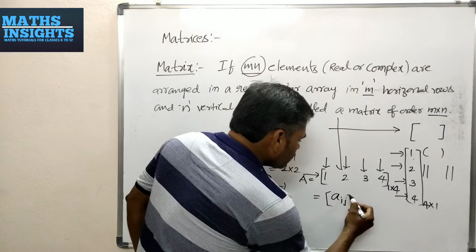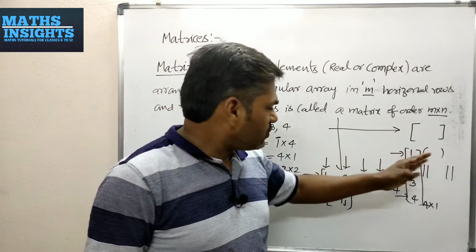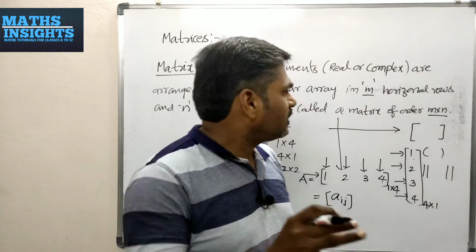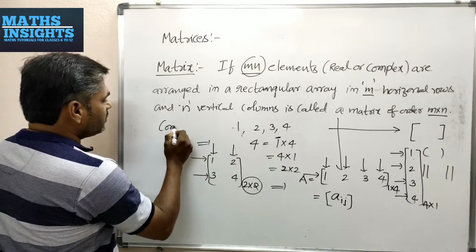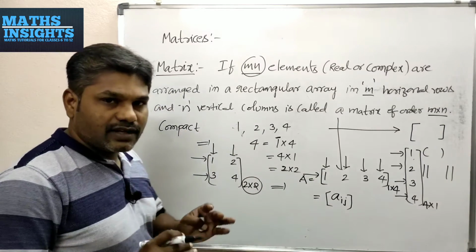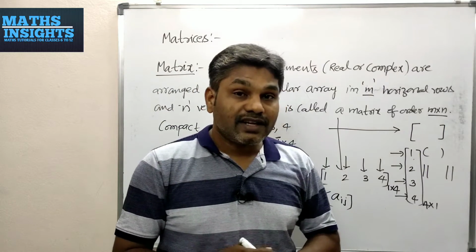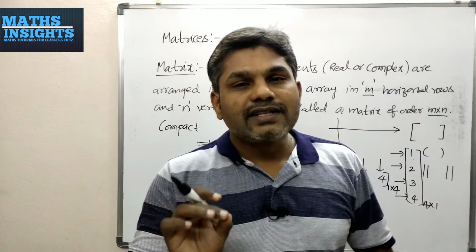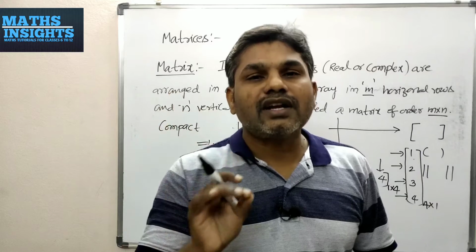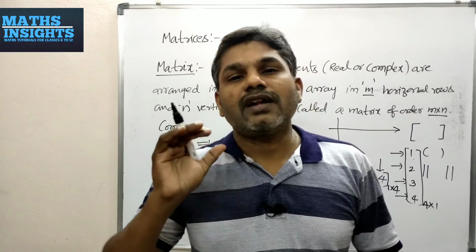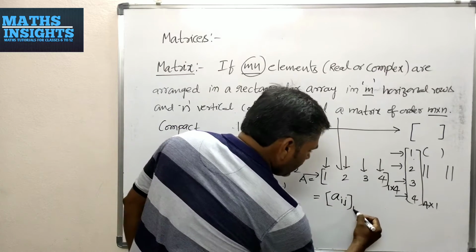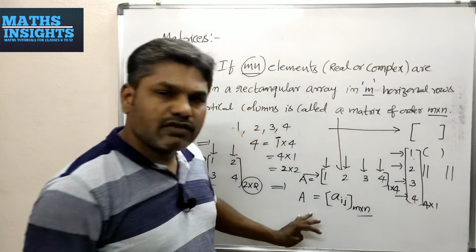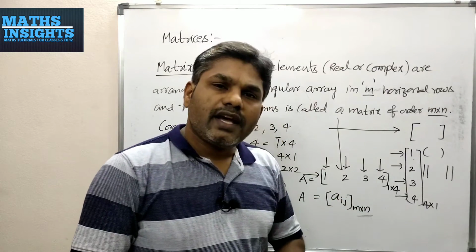Now if you enclose this in a square bracket as you wrote previously, then that will become a matrix in compact form. You know very well what compact means: reducing its size. Instead of writing all the elements of a matrix, we write a single name for every element, and we write its row number and column number. After writing like this, you have to write the order of the matrix here. Here I am representing A equals Aij with order m by n.